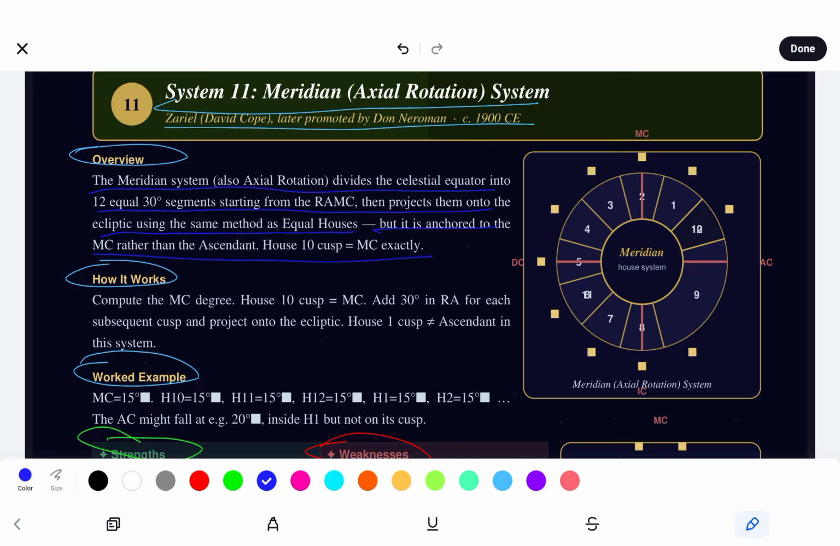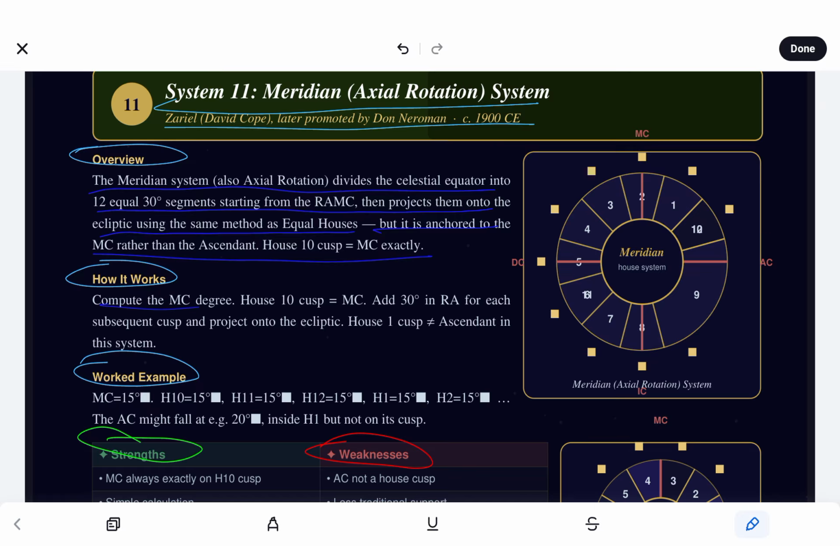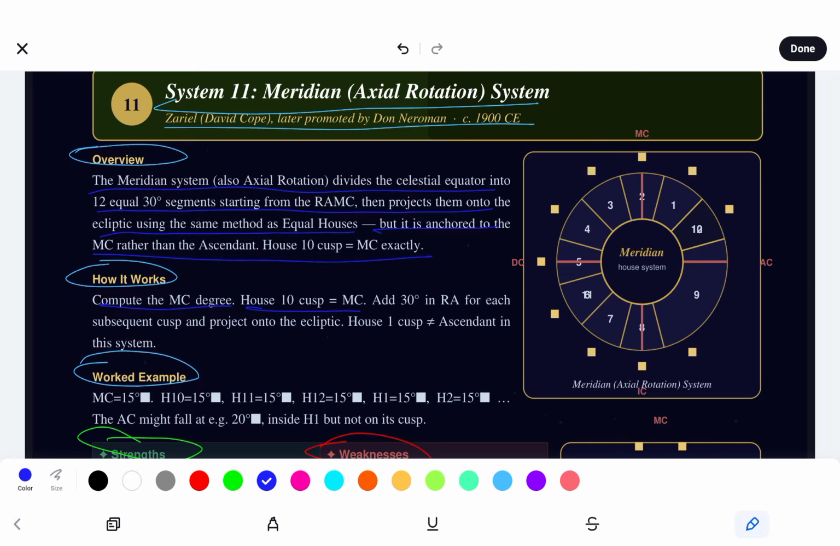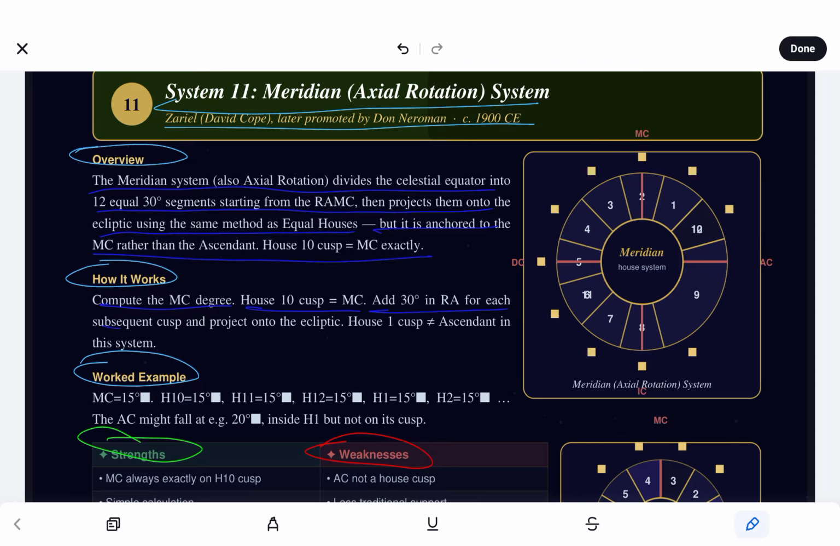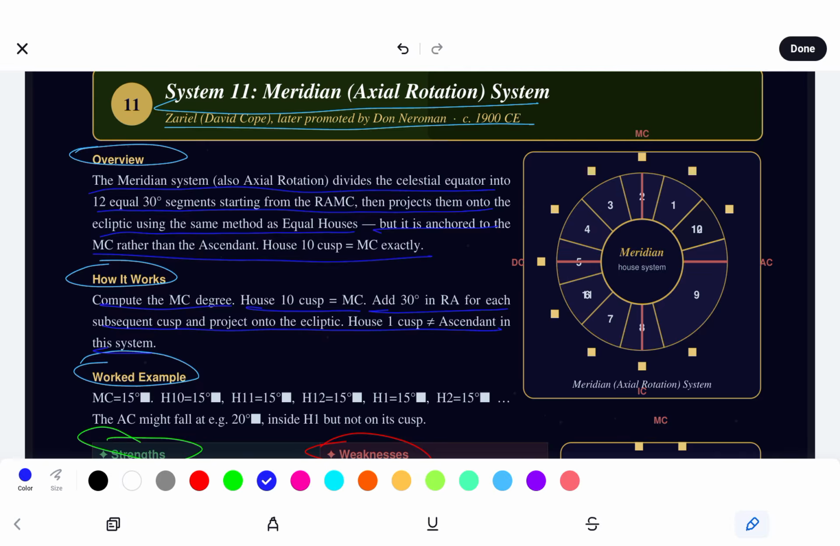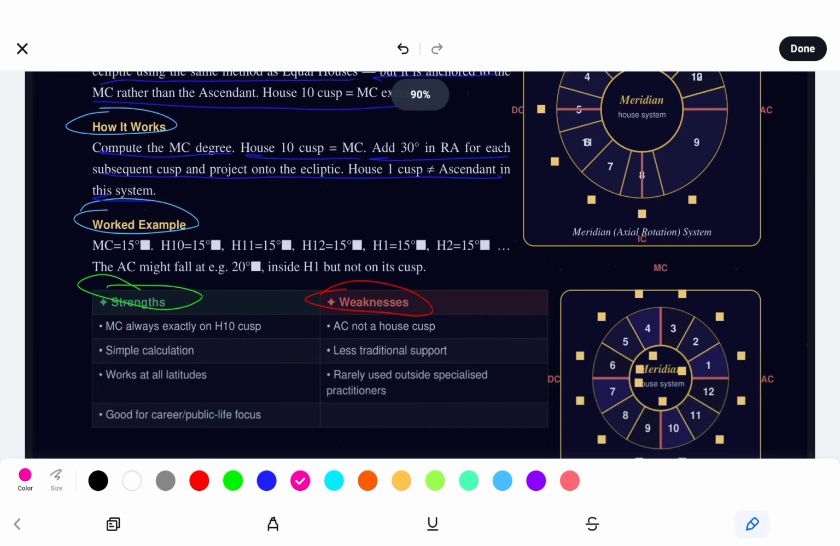So house 10 cusp equals the midheaven exactly. Compute the midheaven degree. House 10 cusp equals the midheaven, add 30 degrees in RA for each subsequent cusp and project onto the ecliptic. House 1 cusp equals the ascendant in the system. So it's pretty much the same thing.